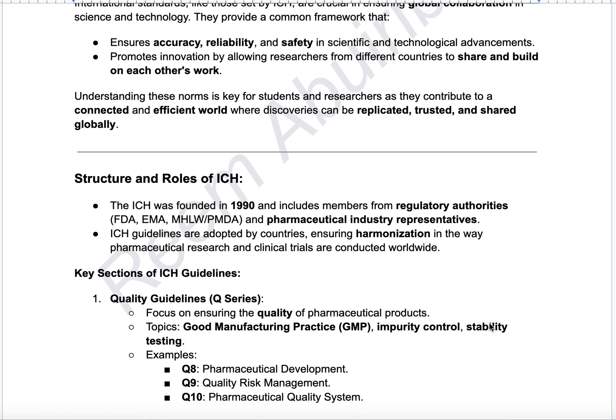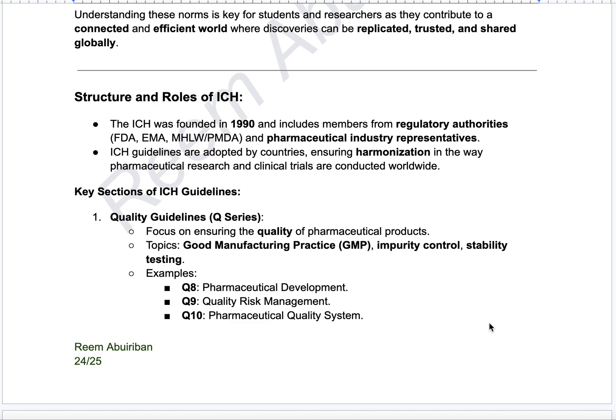The structure and the rules of the ICH. The ICH was founded in 1990 and includes members from regulatory authorities like FDA, EMA, MHLW, PMDA, and pharmaceutical industry representatives. ICH guidelines are adopted by countries, ensuring harmonization in the way pharmaceutical research and clinical trials are conducted worldwide.